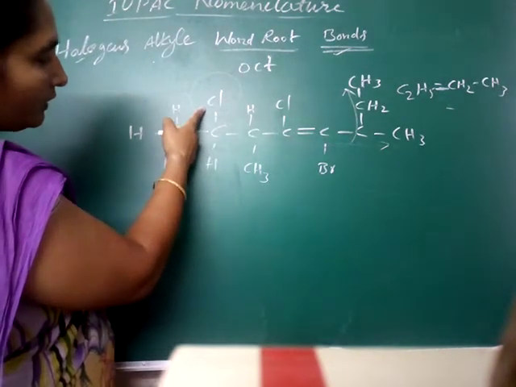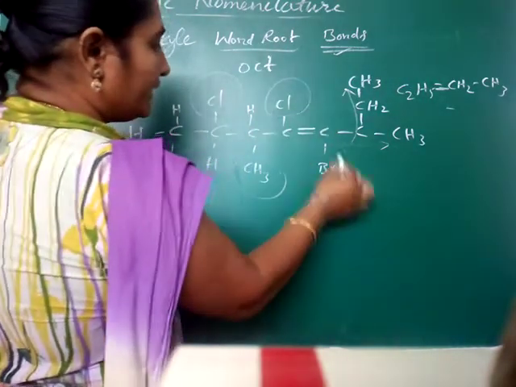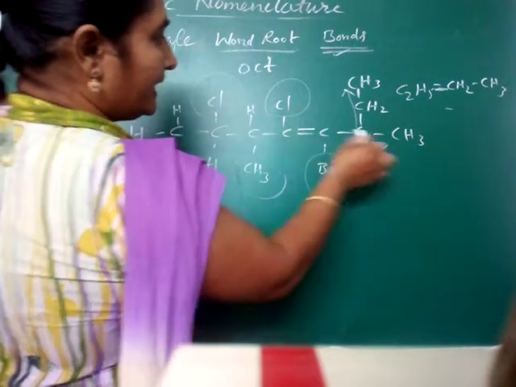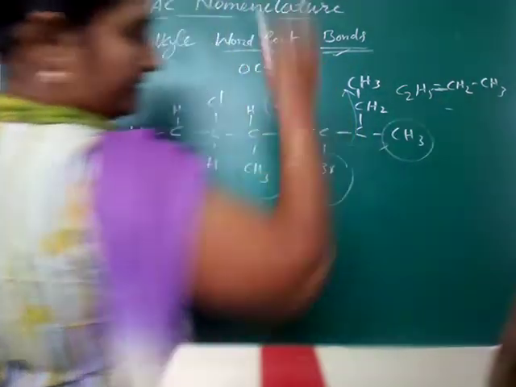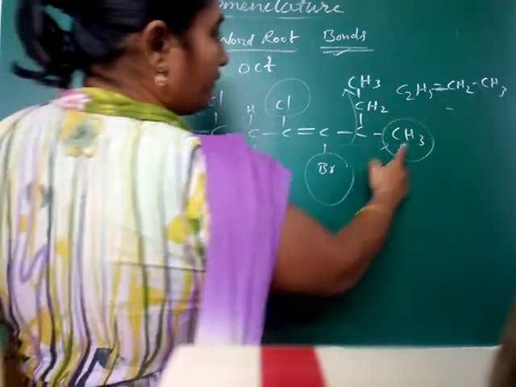Here chlorine is there. Here a methyl group is there. Here again chlorine is there. Here also bromine is there. Again here a methyl group is there. See how many branches there are? 1, 2, 3, 4, 5.